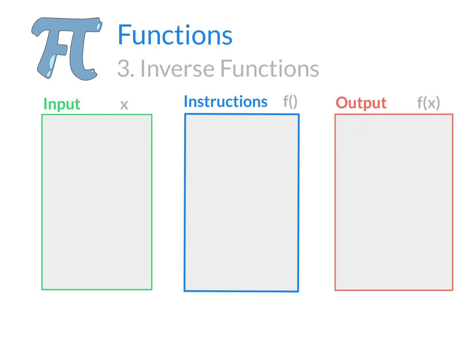Suppose our function had the instruction to square whatever the input was. It would look like this. If we chose 3 to be our input, the function would manipulate it and turn it to 9.